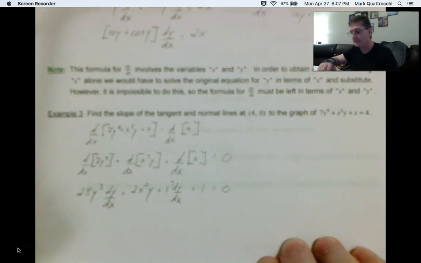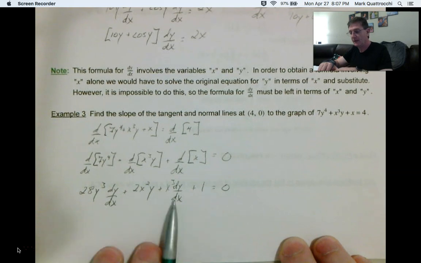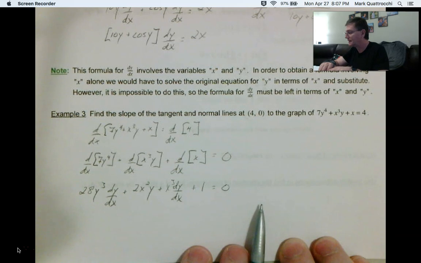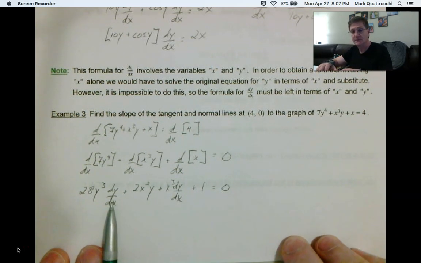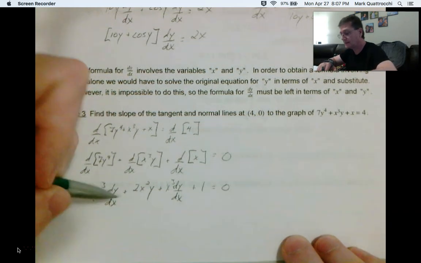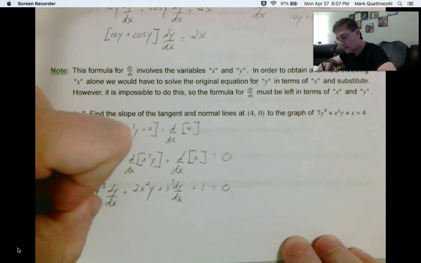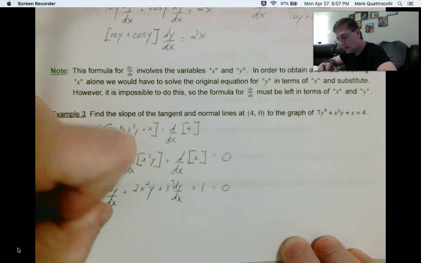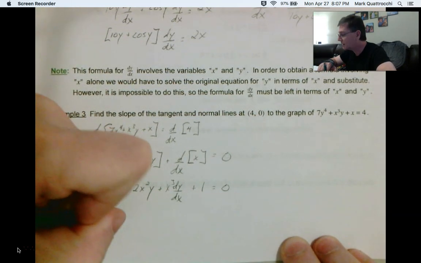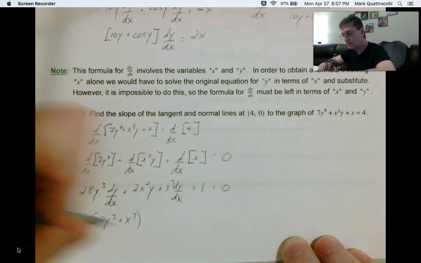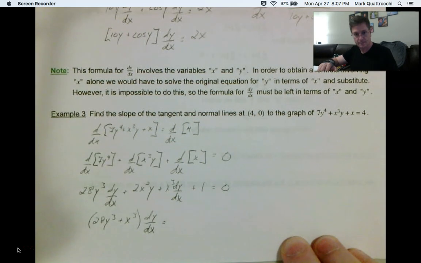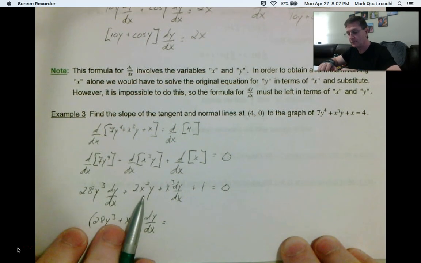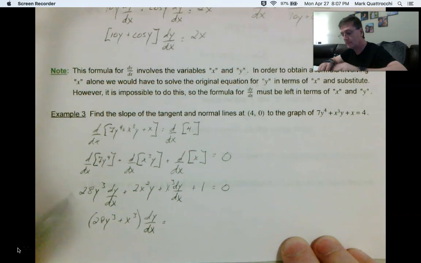equals 0. Now I'm going to move the terms that don't have dy/dx's over to the right-hand side, and I'm going to factor out the dy/dx from the terms that I do have. I'm going to do that all in one step. I'm going to have 28y cubed plus x cubed, times dy/dx, equals negative 2x squared y minus 1.